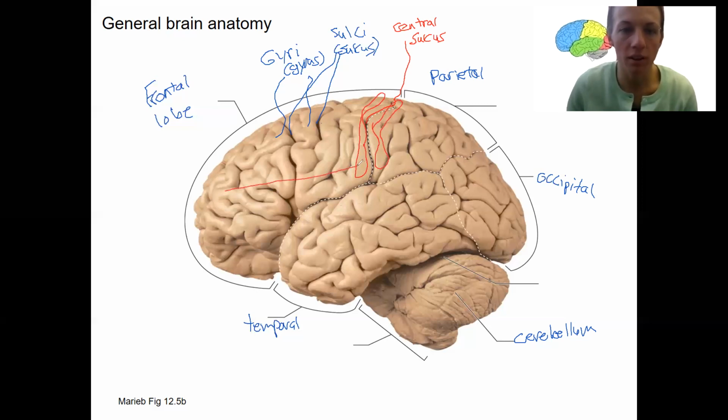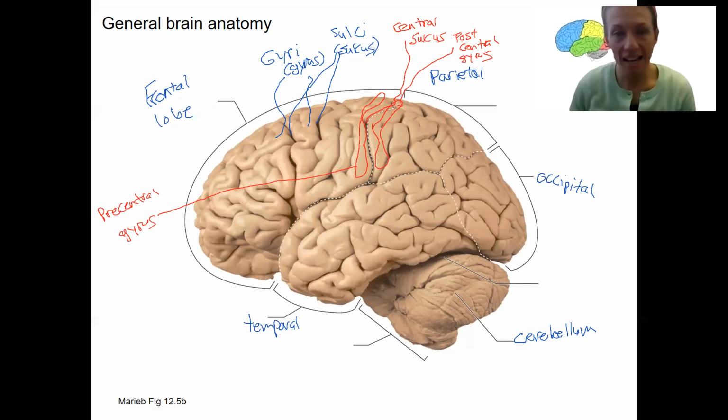So the gyrus that's in front of the central sulcus is called the precentral gyrus. And the gyrus that is just behind the central sulcus is called the postcentral gyrus. These are going to have functions that we'll talk about later.